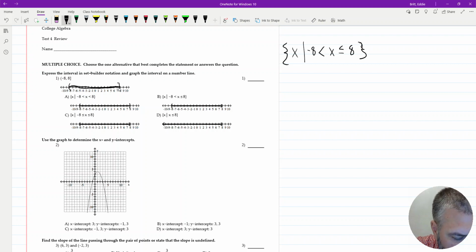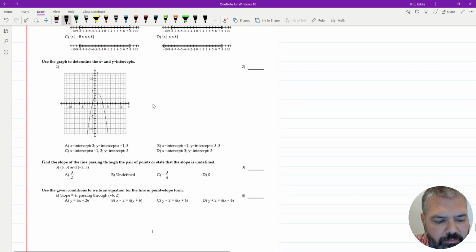Alright, and so let's look at the different set builder notations we have here. This one doesn't have an equal to sign, so it can't be that with the +8. This has an equal to sign with the +8, and it doesn't have an equal to sign with the -8, so that one's looking good. This one has equals, so that's wrong, and this one doesn't have both numbers, so that's wrong, so it's got to be B.